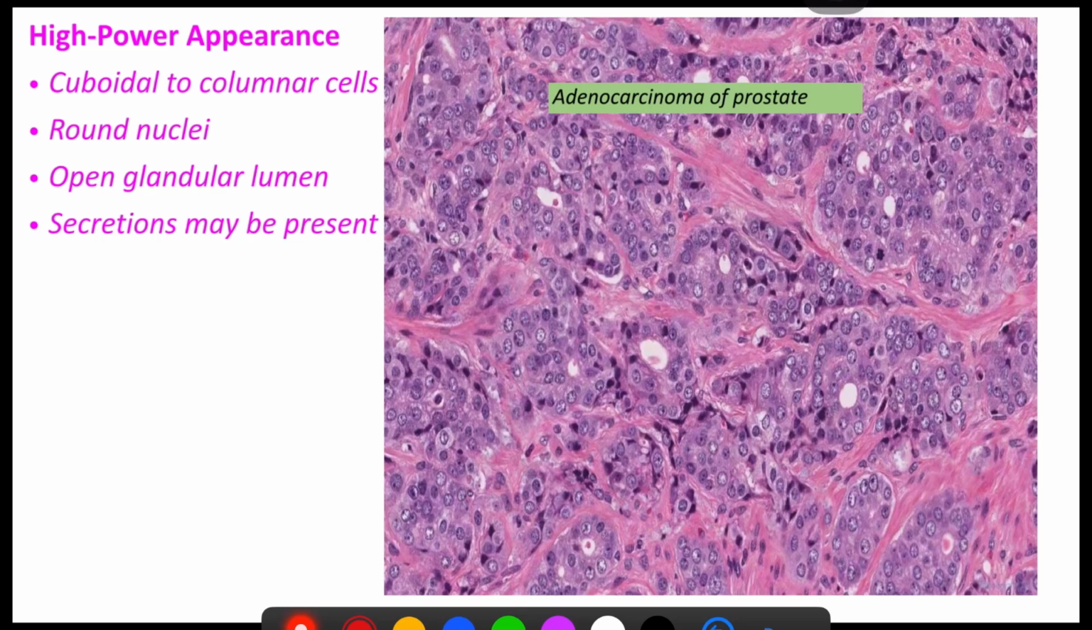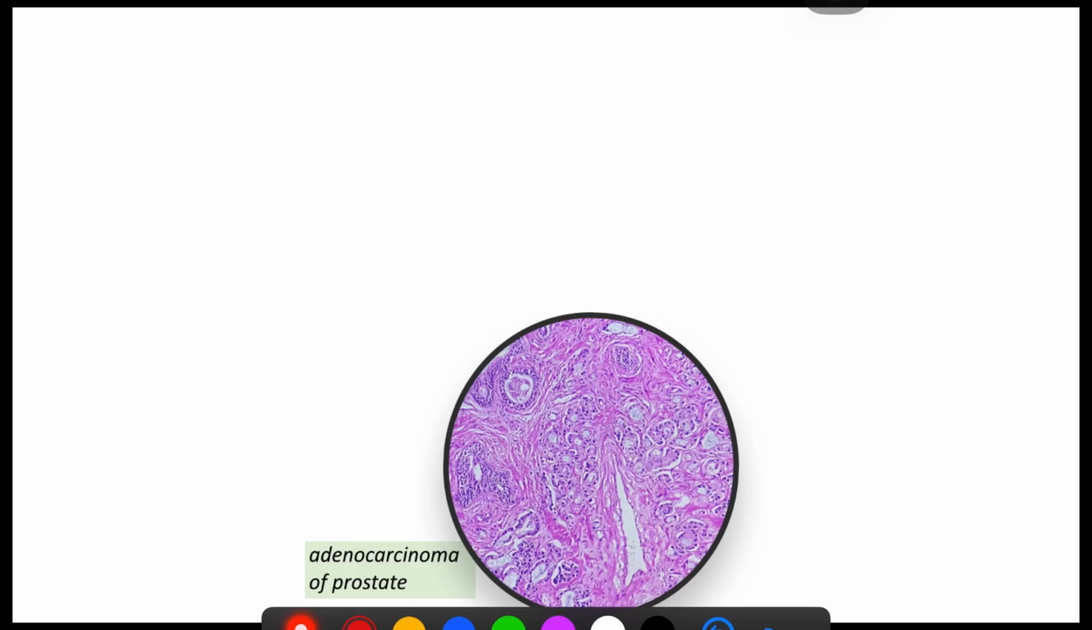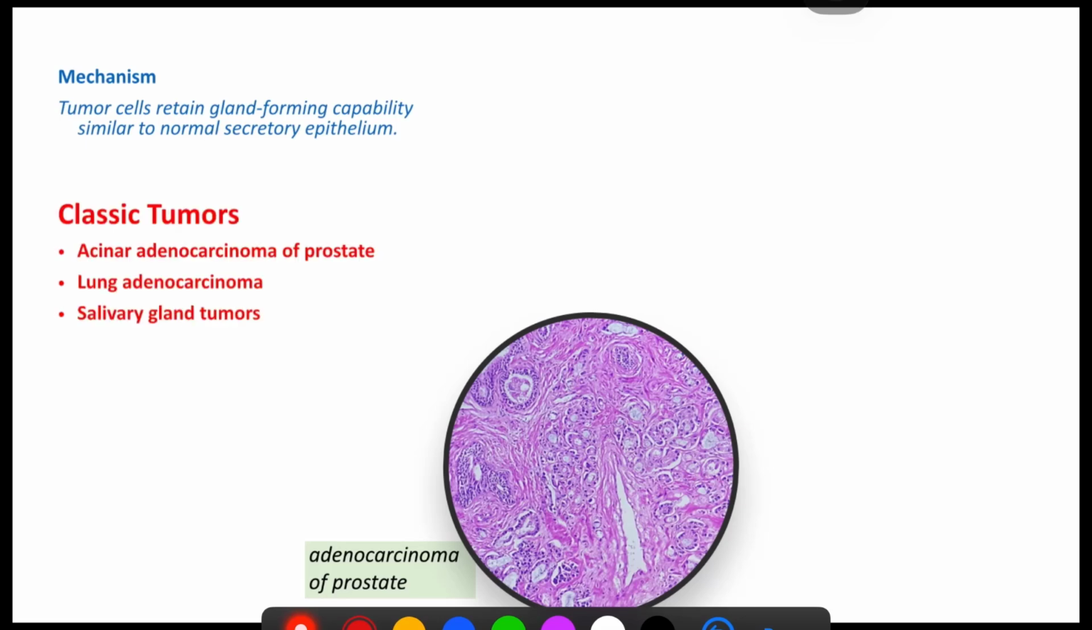In high power view you can easily identify lumina surrounded by a single layer of malignant cells, cuboidal in nature and maybe columnar in some areas. There is open glandular lumen and sometimes you may find secretion in the lumen. So in CA prostate, mostly the tumor cells retain glandular forming capability and resemble normal secretory epithelium.